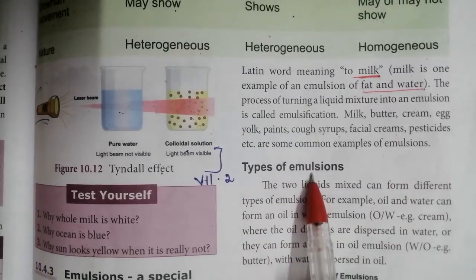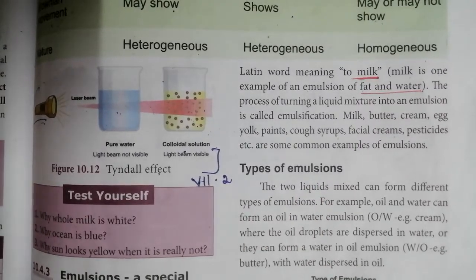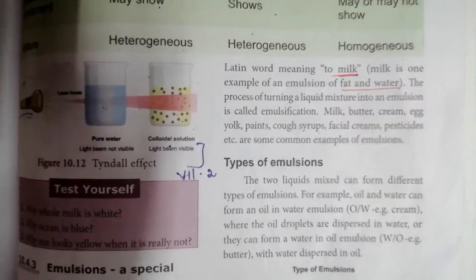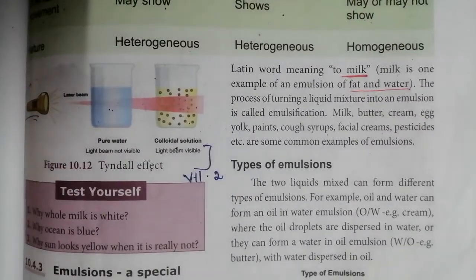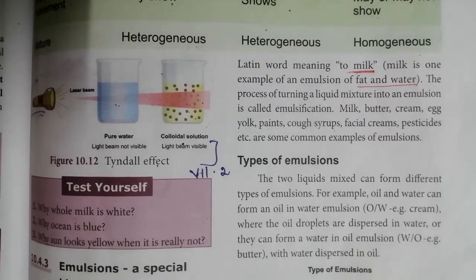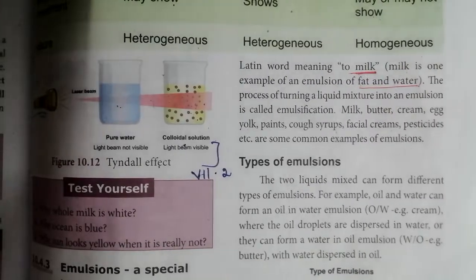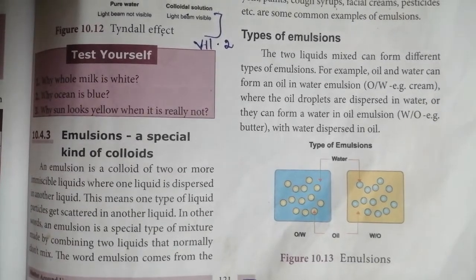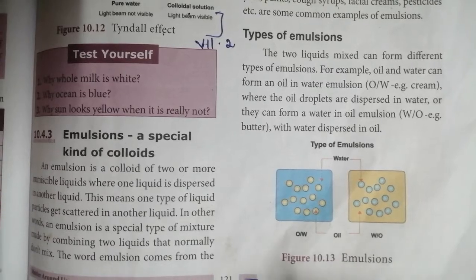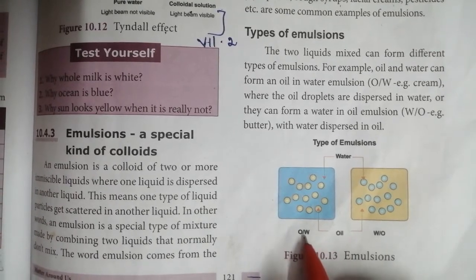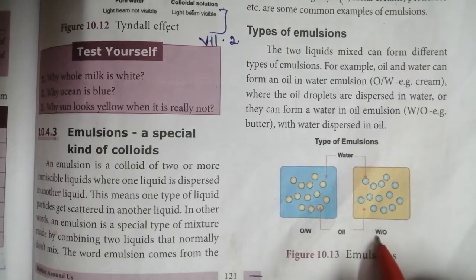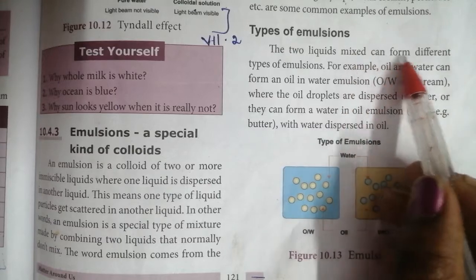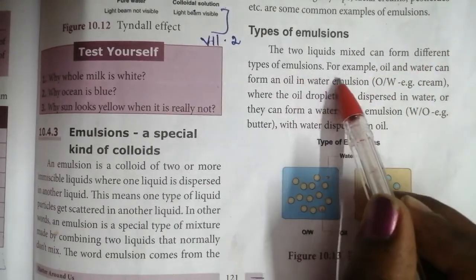Then types of emulsion. Here two types of emulsions are there, that is oil in water emulsion and water in oil emulsion. See this picture. Further, they have given O/W, oil in water, and W/O, water in oil. So the two liquids mixed can form different types of emulsion.